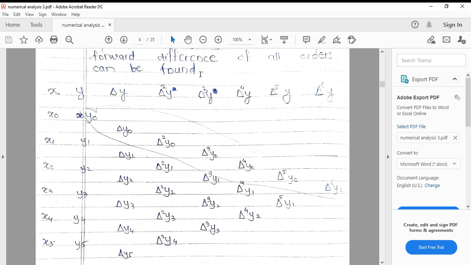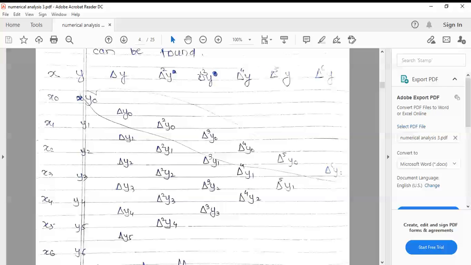Here you can see a table. Values of x are given, values of y are given. These two columns, x and y, are provided to us in our exam. What we have to find is delta y. Delta y naught is the difference between these two values, y1 minus y naught. Delta y1 will be y2 minus y1. In this way you can calculate all those values.